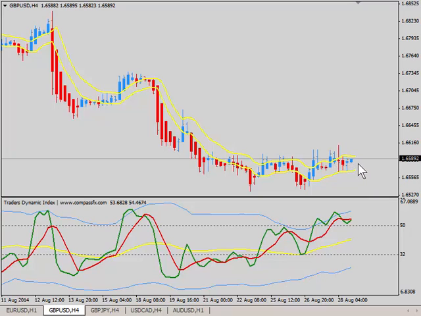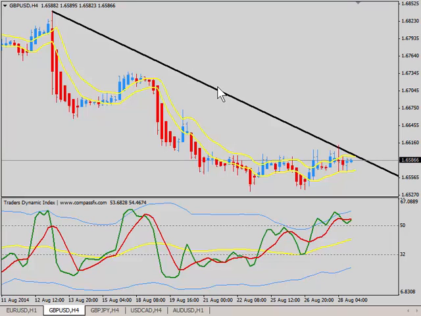Literally today, as I was watching this take place, I noticed a couple of things. One, we're trying to break outside the channel, and the other thing is that the overall trend direction is down. So really, should I be trading this?